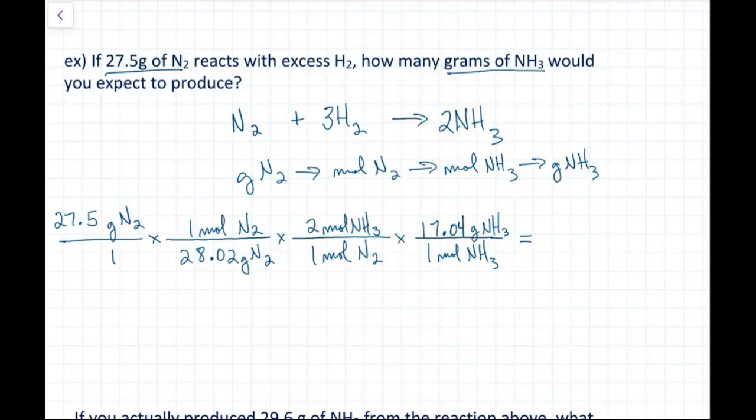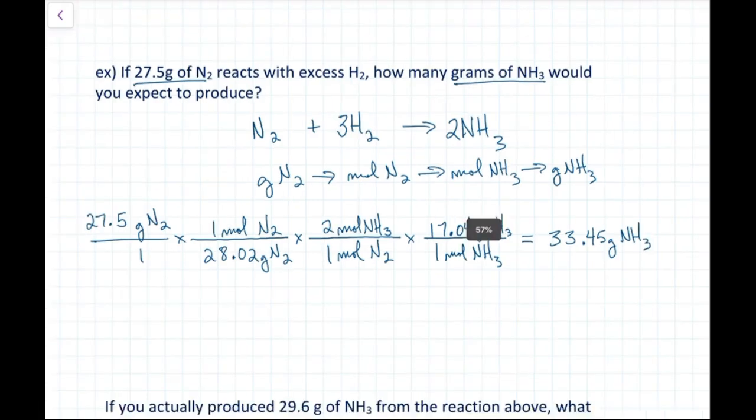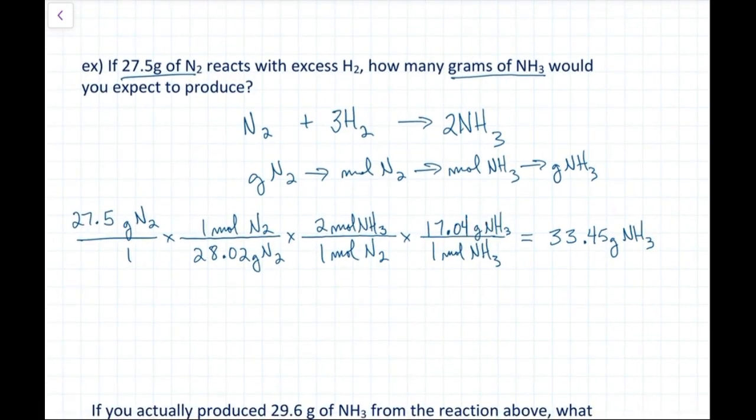Okay, so this gives me 33.45 grams of NH3. I'm not going to worry about rounding because this is actually not the end of the problem. But this is how much I would expect to produce. And again, another word for what you expect is theoretical. In other words, the math tells me that this is how much I'll make. Will I actually make that much? Maybe, maybe not. Okay, so let's go on to the second part of the problem.